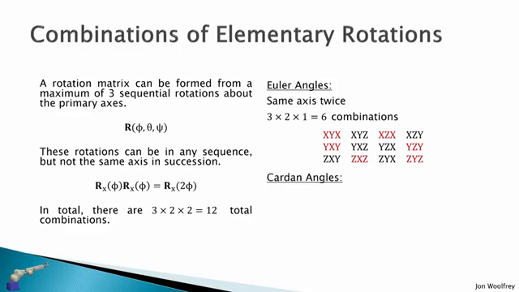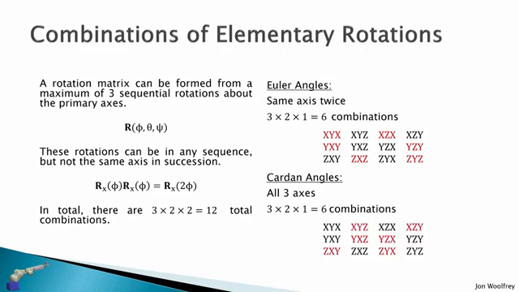The next group are called the Cardan angles, and this is when we rotate about all 3 axes. And again, there are 6 combinations of these. So the ones highlighted in red here are the Cardan angle rotations, and you'll notice that we have each axis represented. So xyz or xzy, zyx. So each of the axes in different combinations.